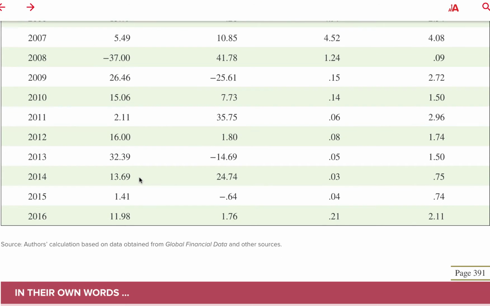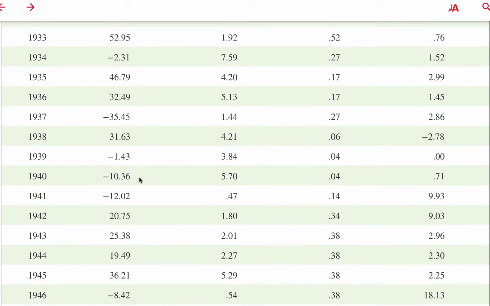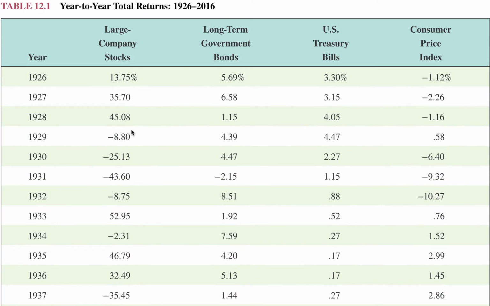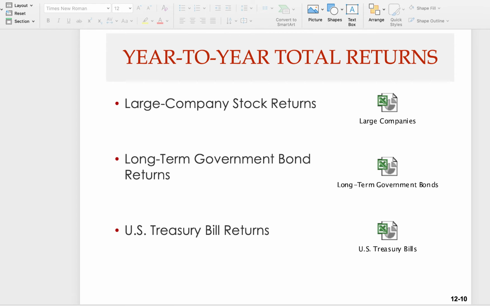Let me scroll up here to make it easier. Large cap stocks had an average return in 1926 of 13.75%. Long-term government bonds were 5.69%, and the U.S. Treasury bill return was 3.3%. And we have that historical information from 1926 to 2016. Okay, so let's go back to the slides for a minute.